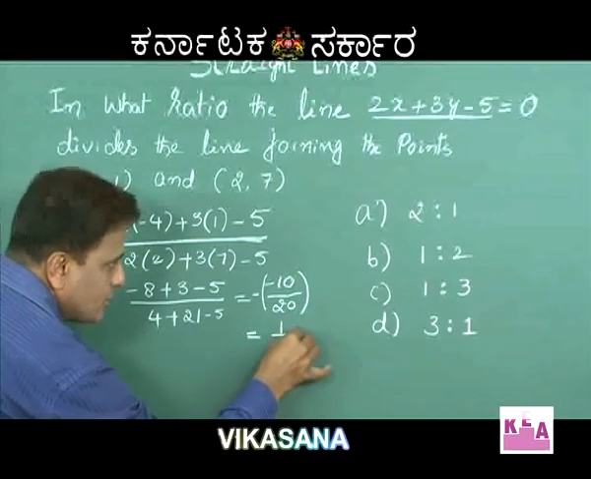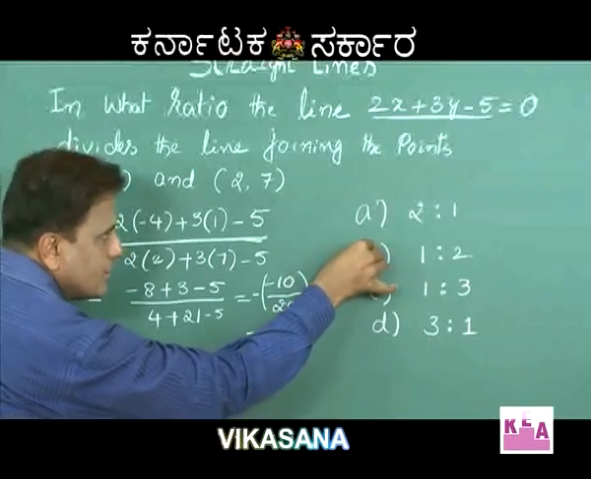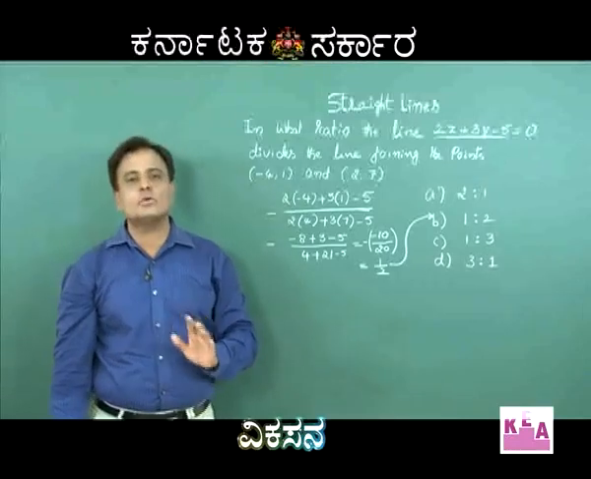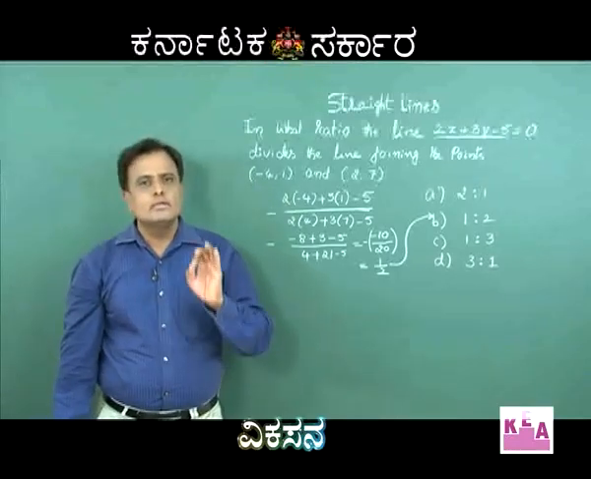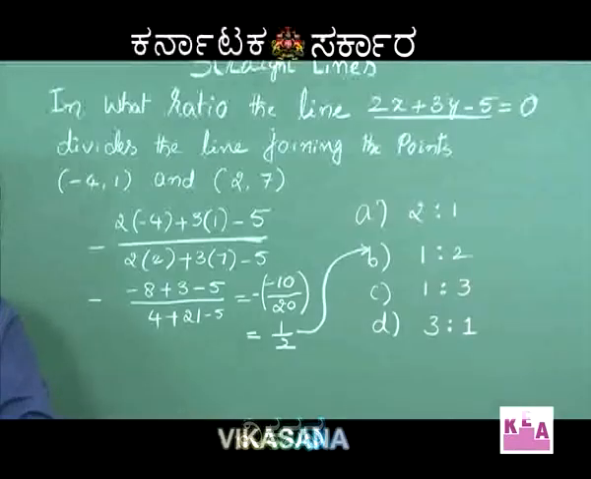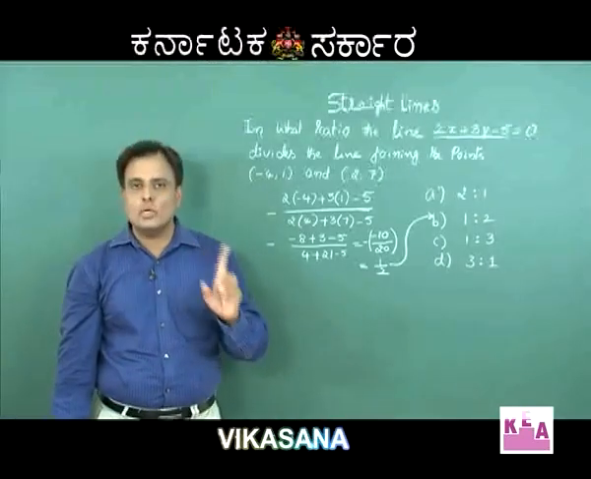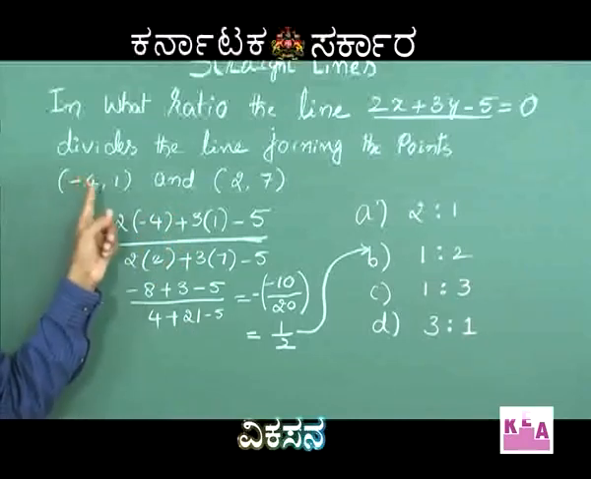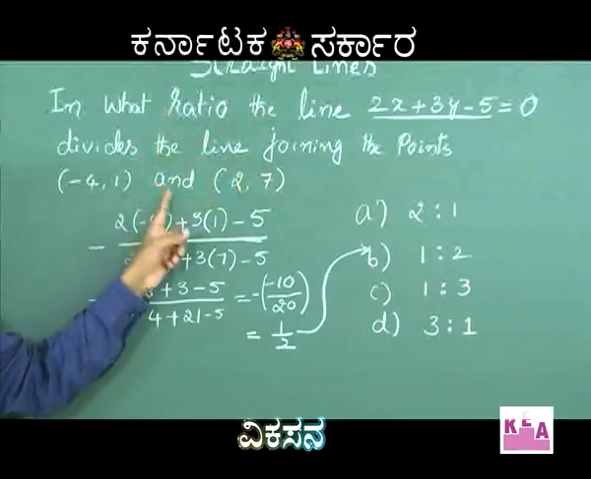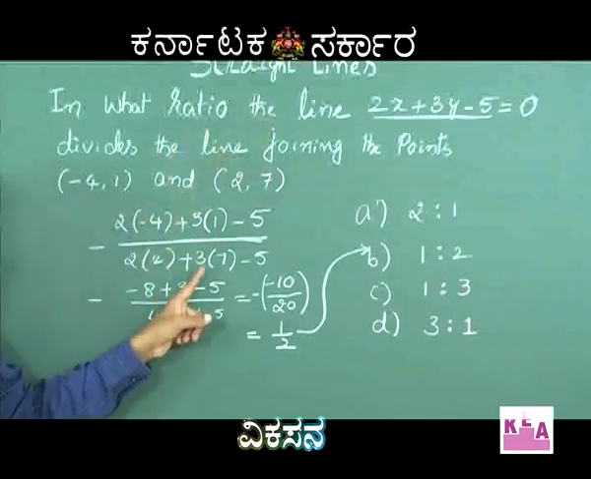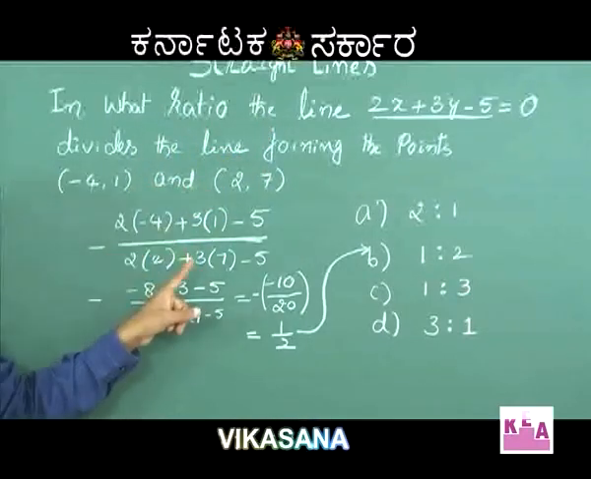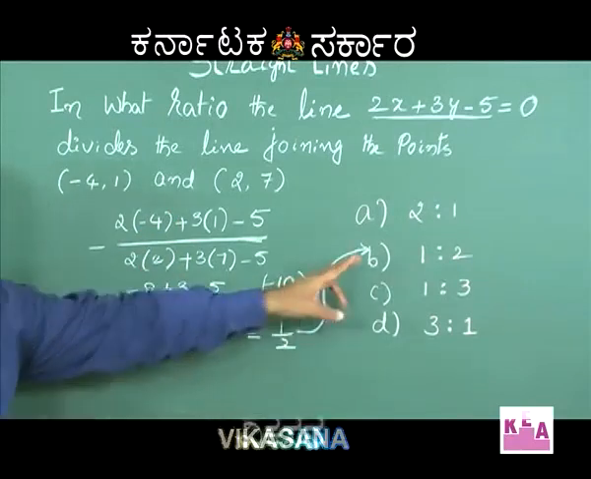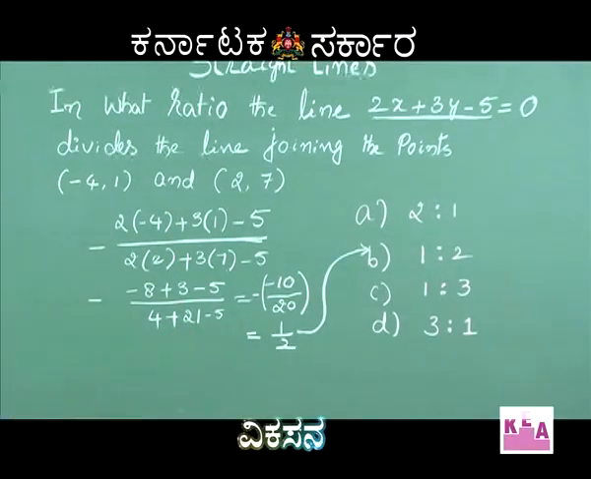The right option is B, that is, the ratio is 1:2. Once again, dear student, just note down, this is an important shortcut. To find the ratio in which a line divides the line joining 2 points, start with a negative sign. In the numerator and denominator, substitute the first point and the second point in the LHS, and after simplification we get 1 by 2, which is 1:2. Please note down.